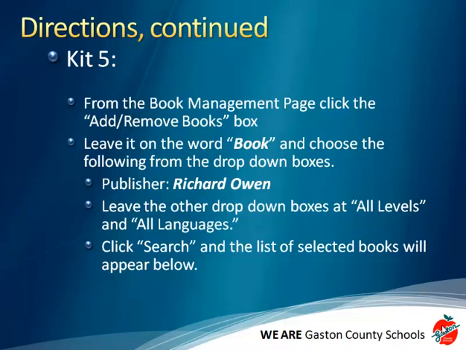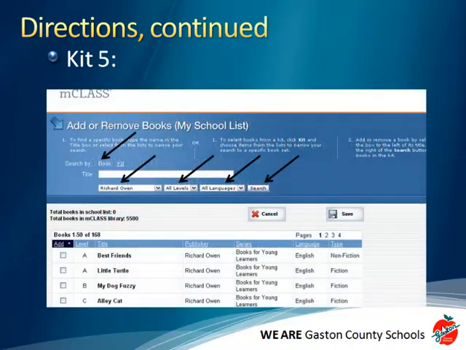And then you're going to choose the following from the drop-down boxes that appear. Under Publisher, you're going to choose Richard Owen. The next two drop-down boxes you're going to leave alone so that it says all levels and all languages. Then you're going to click Search, and the list of selected books under that publisher will appear below. Here's a screenshot of what that should look like.